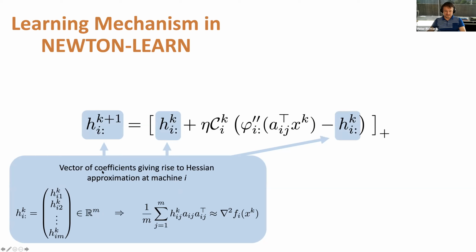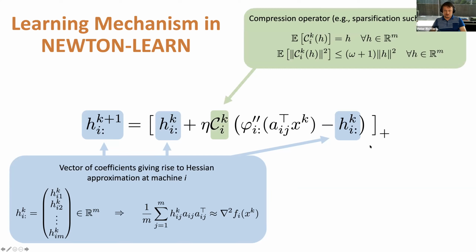First of all, h_i^k is just this vector of all these coefficients stored on node i. And what we do is take the previous vector and add to it some delta vector, this whole thing, some update, in order to get the new vector. So what is this? This is some compressor. And the compressor satisfies these properties. So it's some randomized mapping from m-dimensional space to m-dimensional space, and it's unbiased.